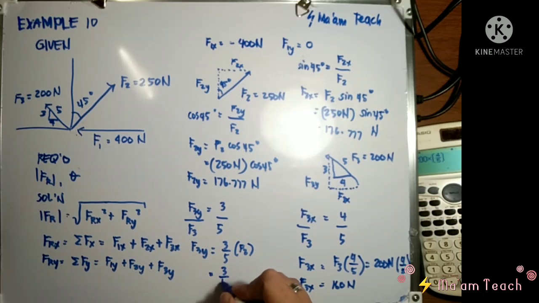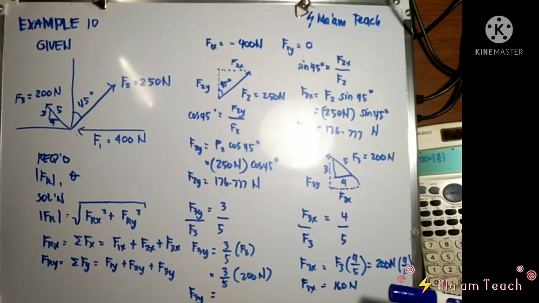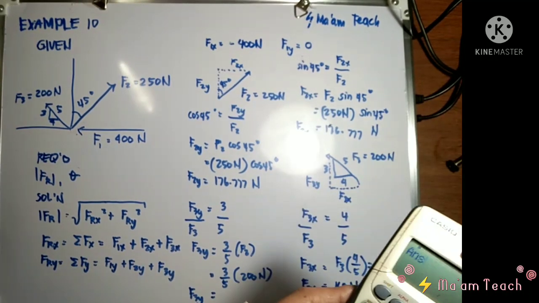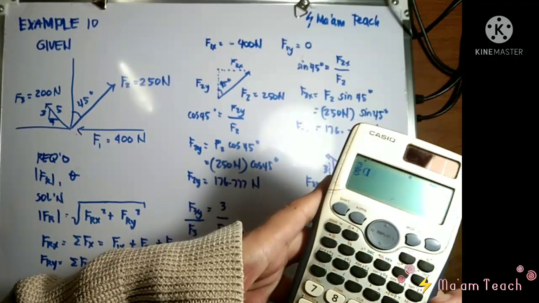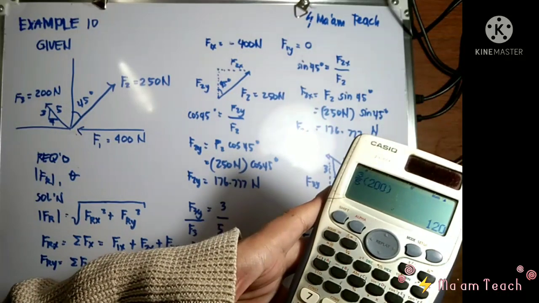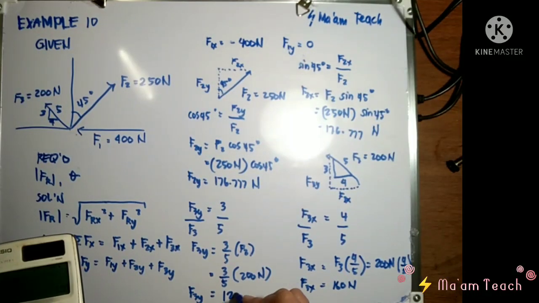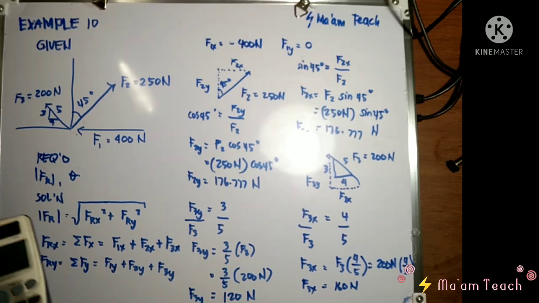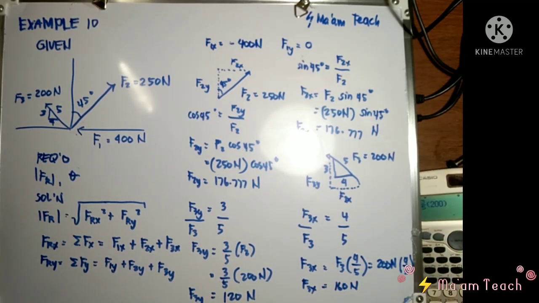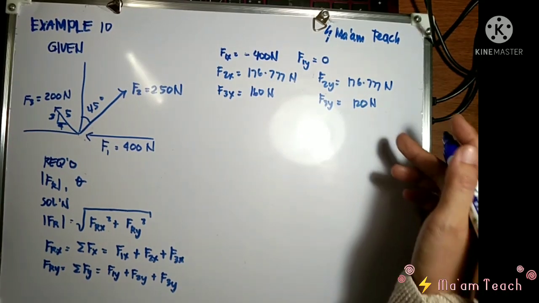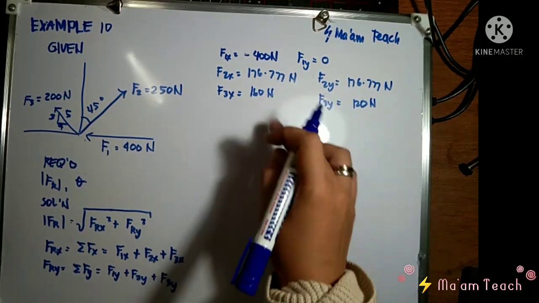So substituting, we have 200 Newton. So F3y is 3/5 times 200, 120. So we have 120 Newton. Okay class, so these are the components of each of the 3 forces. Okay, so I have made again a copy of the values of the components.